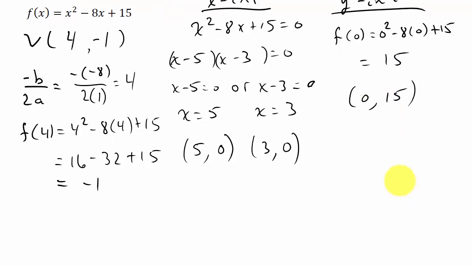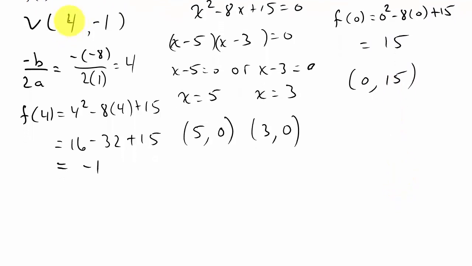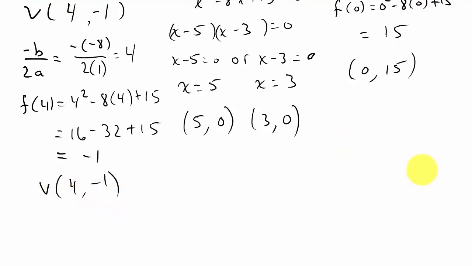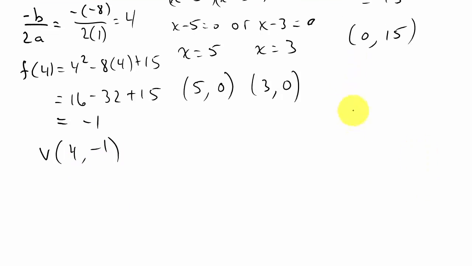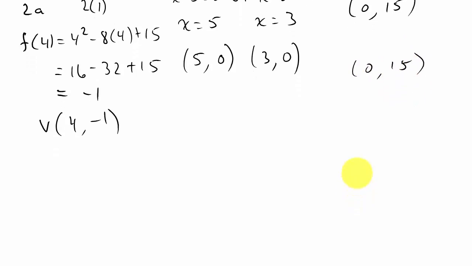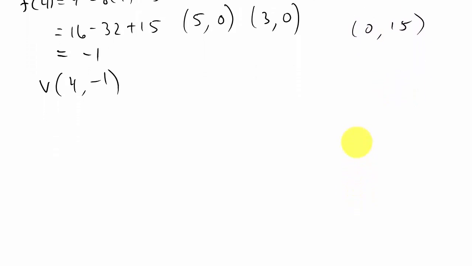Alright, so let's go ahead and graph it. So I'm going to just rewrite my vertex down here so we can see it when I move all this up. Alright. I guess let's move this down so I can scroll up a little more. Okay, so here's my vertex, my x-intercepts, and my y-intercept.